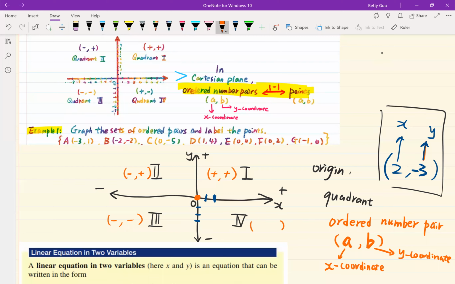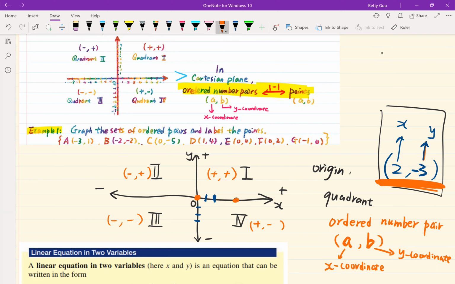Any point in quadrant 4 has positive x-coordinate, negative y-coordinate, like the one we just dealt with, (2, -3). X-coordinate is positive, y-coordinate is negative, so it's to the right and below. That would make the point fall in quadrant 4. Okay? For the point on the x-axis, the y-coordinate is always 0.